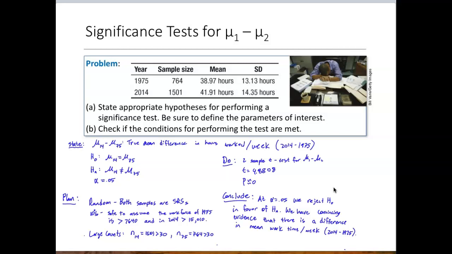So you can see how sample size really affects the power of a test, even though to me, it seems like a pretty small difference, like 2 hours. Since our sample sizes were so large, our test was really powerful and really able to detect even a small difference. And our p-value came out to almost 0, so we're almost completely convinced.